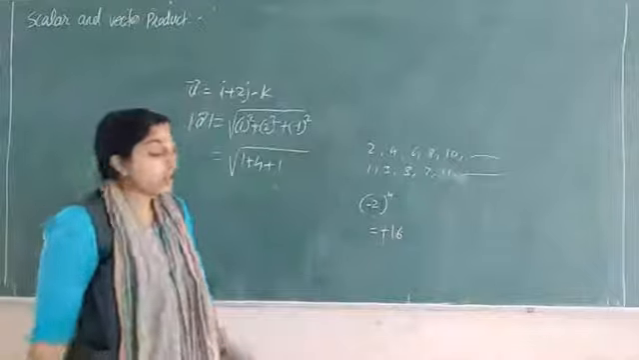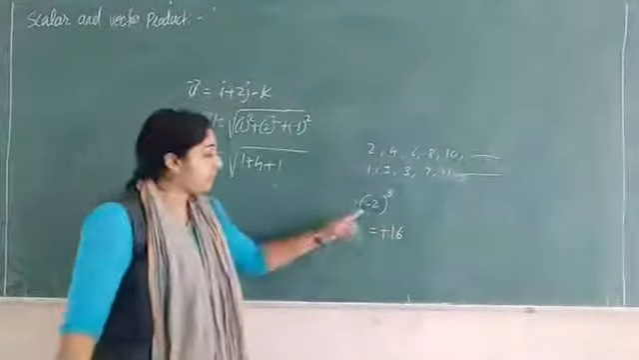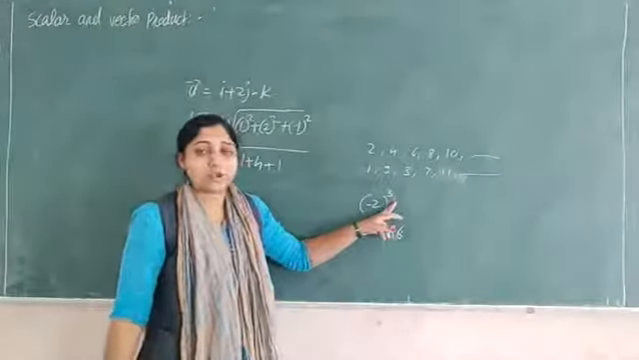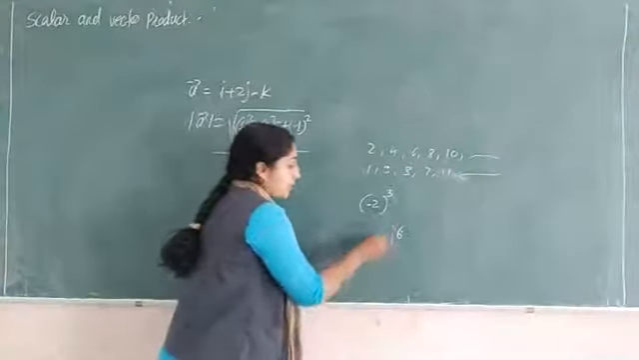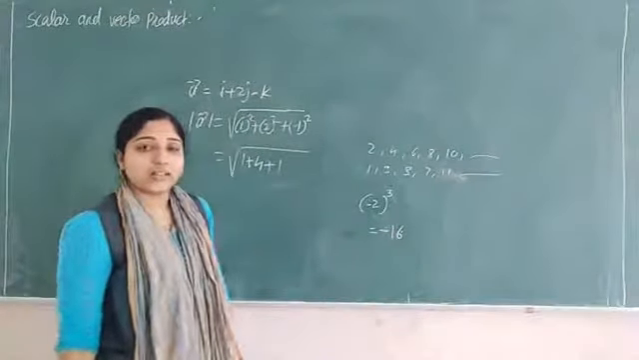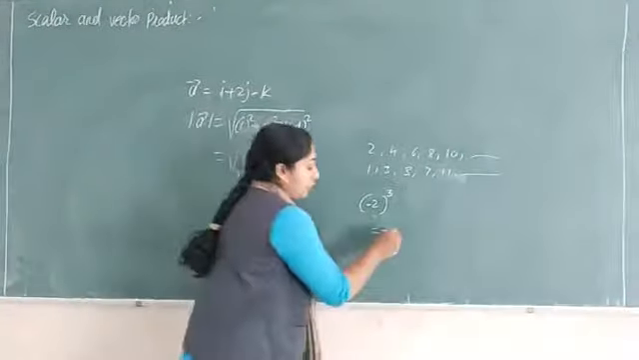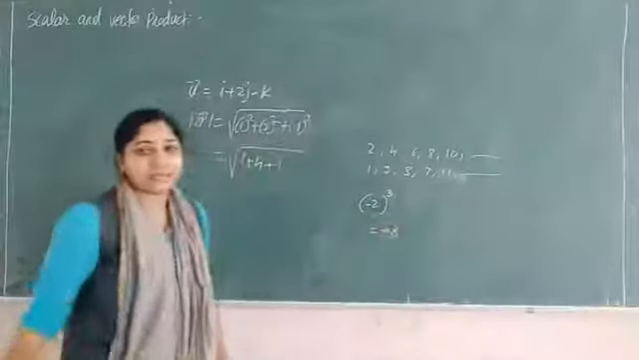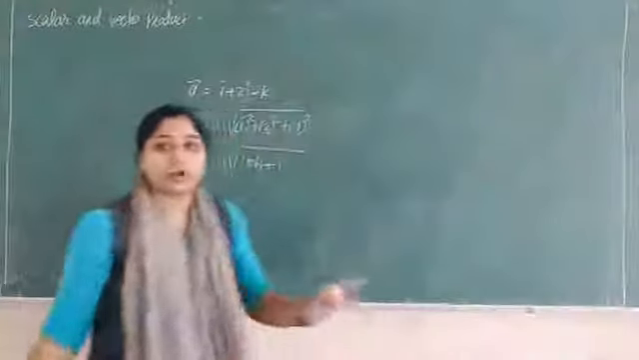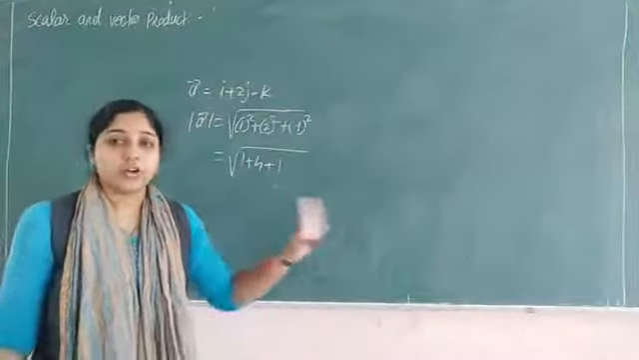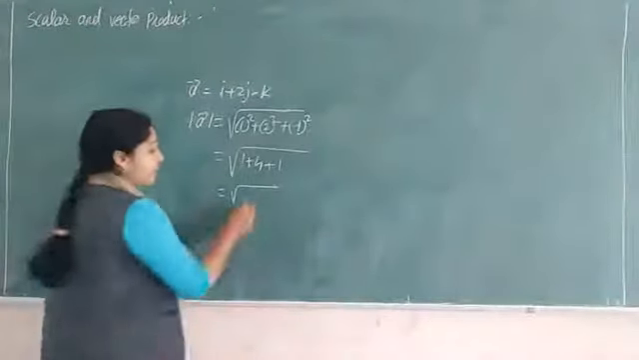Now suppose the power is 3. If you have any negative number raised to an odd power, either 1, 3, 5, 7, 11, you will always get a negative answer. Now, minus 2 raised to 3 means 2 into 2 into 2, 3 times. So 2 into 2 is 4, 4 into 2 is 8, so the answer is minus 8. Please remember this: if the power is even, your answer is always positive; if the power is odd, your answer is always negative. Now calculate this: 1 plus 4 is 5, 5 plus 1 is 6.